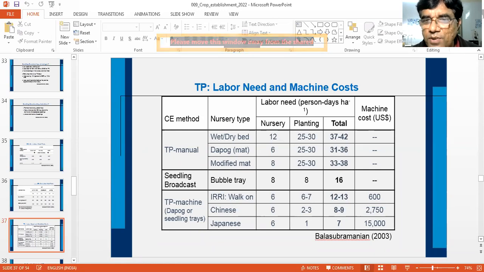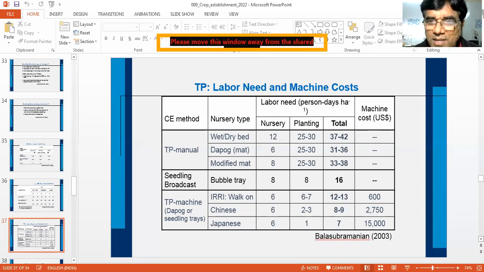So here you can see modified mat nursery and also your wet or dry bed nursery. The number of labor is larger than the depot nursery. Then you see in bubble tray nursery, the labor requirement is very low. 8 for nursery, 8 for planting. That is why in Thailand and many countries, they are going for seedling broadcast. 8 plus 8, just 16 labors are required. Yield is the same. So why shouldn't we go for seedling broadcast.